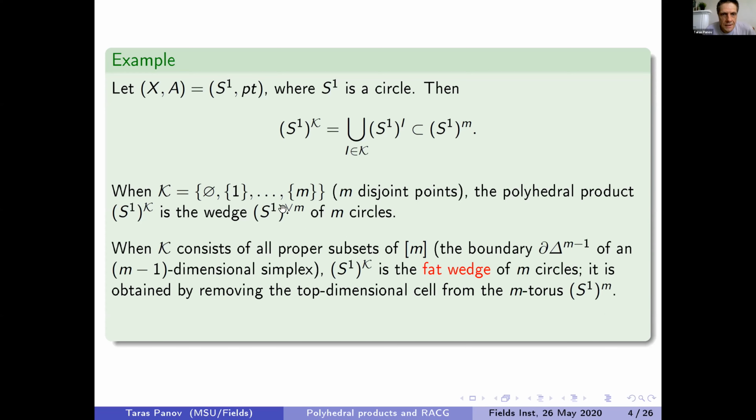So if K is a discrete complex, you get a wedge. When K is a full simplex, you get the product. And another important example is when K is just the boundary of a simplex. If only one subset is missing, the whole set of M letters, and all other sets are present in your simplicial complex, then you get what is called in topology the fat wedge. It's obtained from the torus by removing the top cell. In general, this polyhedral power interpolates between the M-fold wedge and the M-fold product.